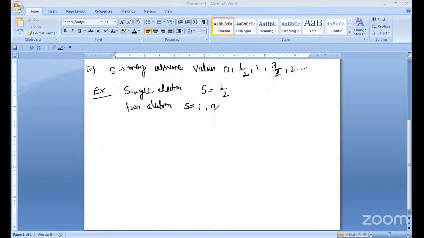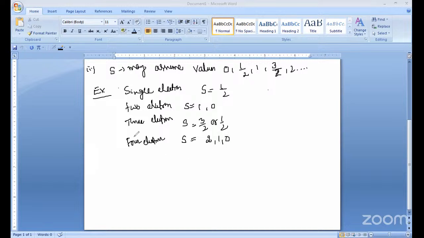Similarly, suppose you have a 3-electron atom. In this case S can take the values 3/2 or 1/2, depending upon the spins. Suppose you have 4 electrons in an atom, then S may take the values 2, 1 or 0.